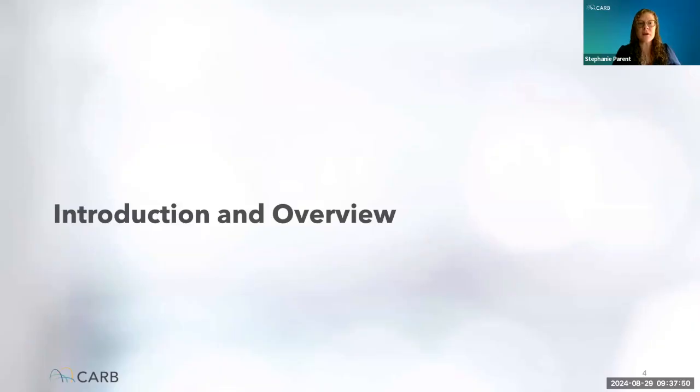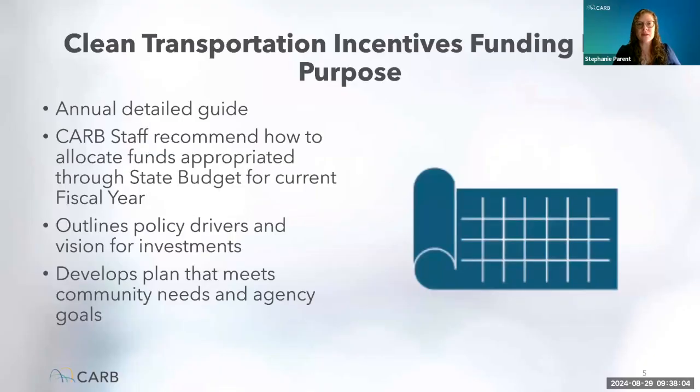First, I'm going to cover a bit about the purpose of the funding plan, how much funding CARB has been given through the state budget over the years, and the funding source for this year's funding plan. This slide provides information about the funding plan and the development process. This year, due to the state budget deficit, CARB was given a small amount of funding. So the focus of our discussion today will mostly be about CARB staff's draft policy changes for our incentive projects. This is where we would like to get your comments, questions, and feedback on.